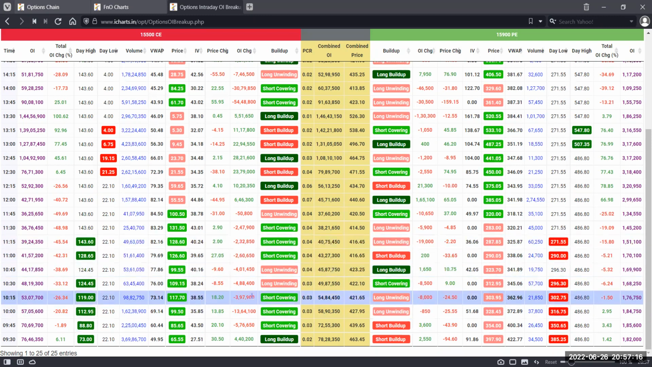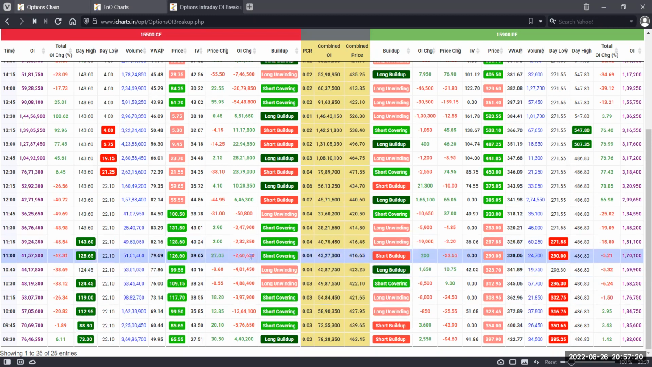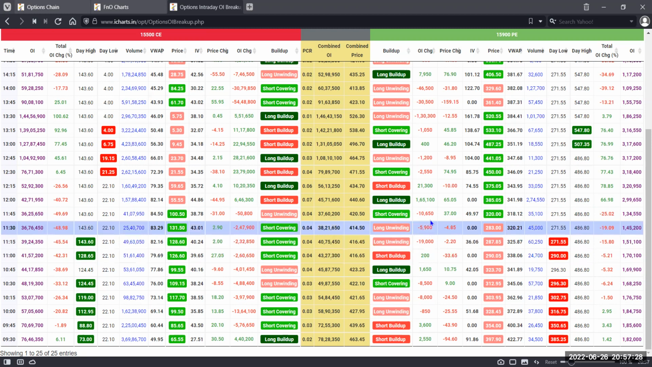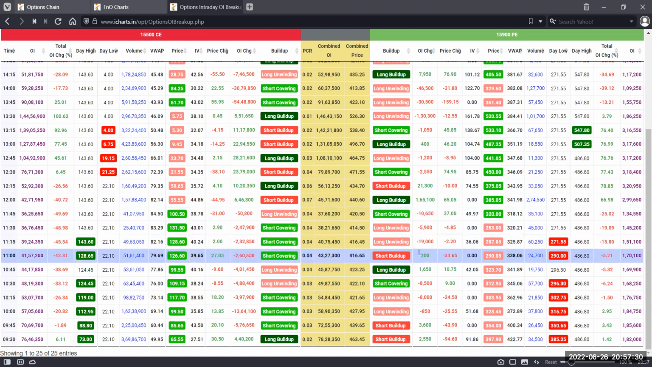Suppose the market is going up. The two things you will have to see are whether the unwinding is stopping on the call side. So if the trend is up, and if there is short buildup starting to happen on the put side.